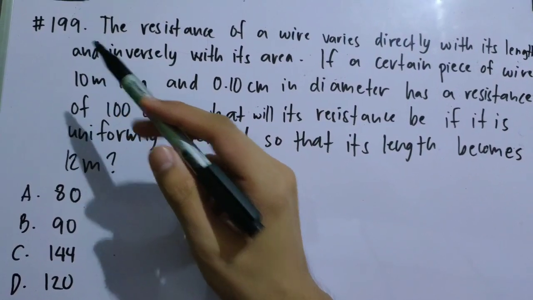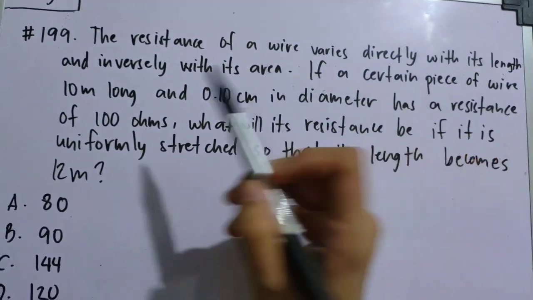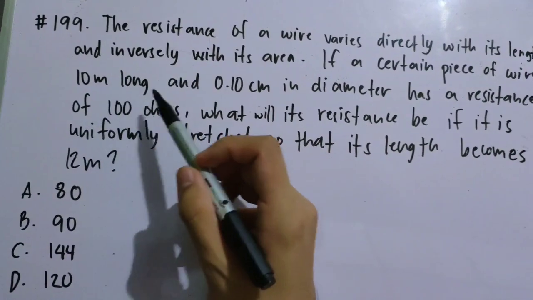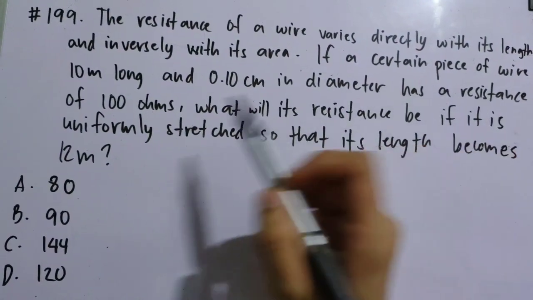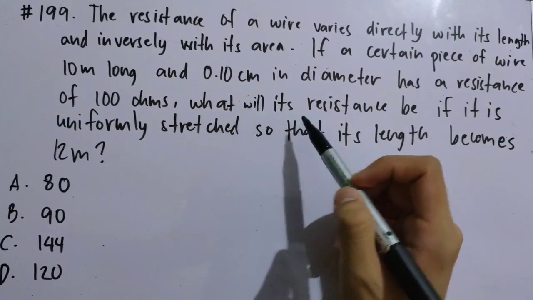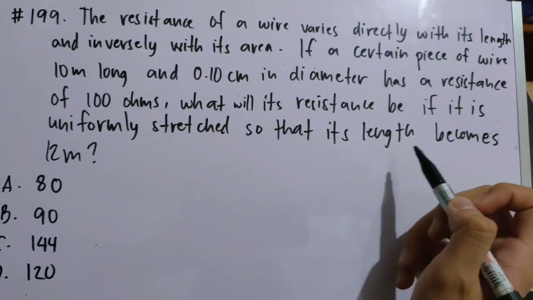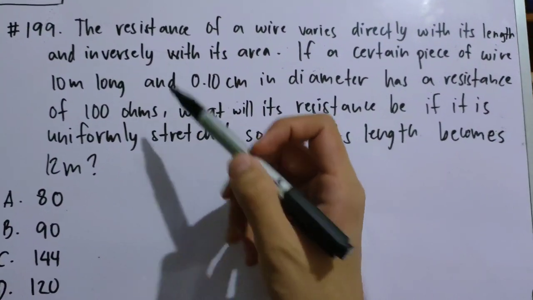Number 199. The resistance of a wire varies directly with its length and inversely with its area. If a certain piece of wire 10 meters long and 0.10 cm in diameter has a resistance of 100 ohms, what will its resistance be if it is uniformly stretched so that its length becomes 12 meters? So i-analyze natin yung problem.